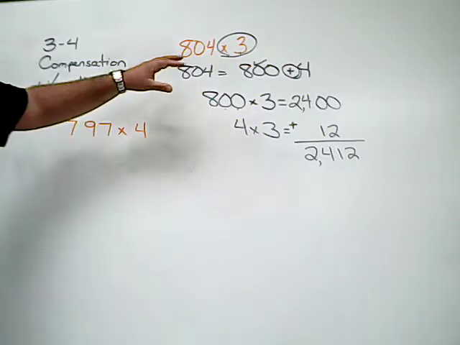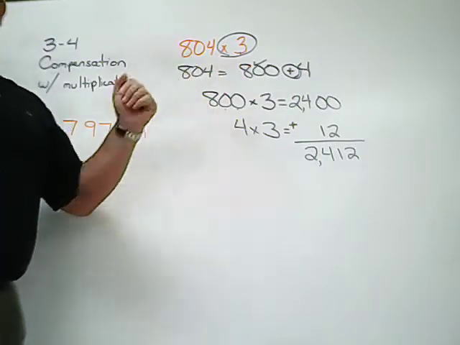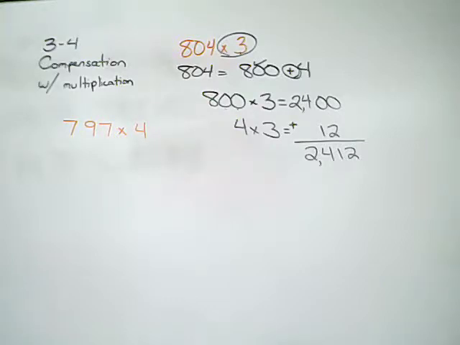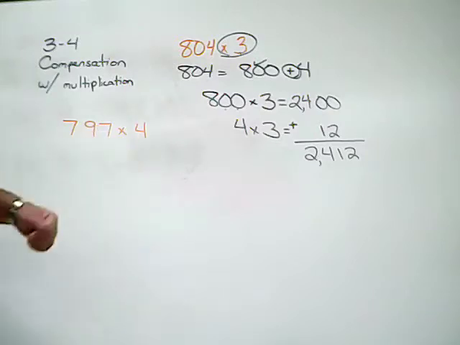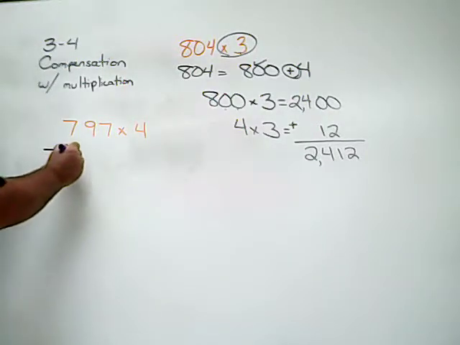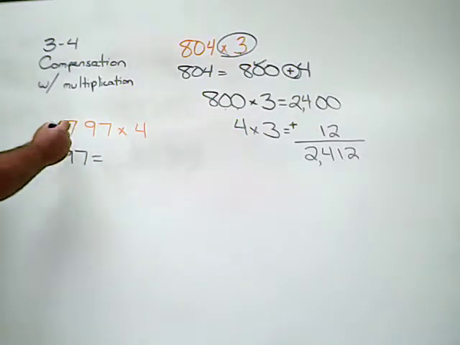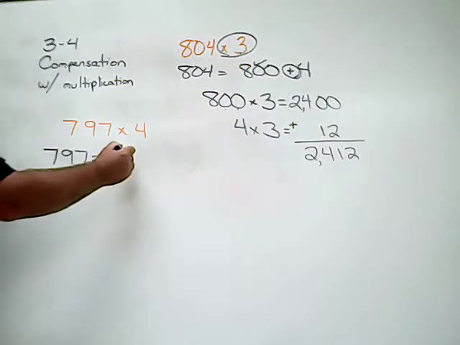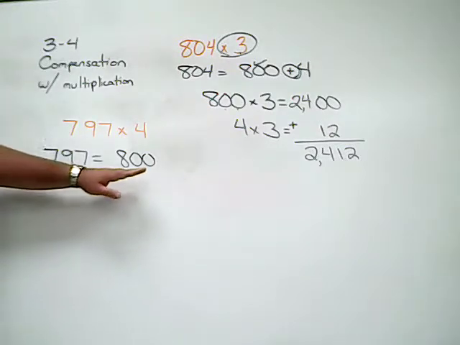So that's an example of compensation when you have to add a little bit to get to the number you're looking for. This is going to be an example where you're going to subtract. So here I have 797 times 4. I'm going to write my equation. 797 equals, and then when I round 797 using my rules of rounding, it equals 800. My equation is not correct.